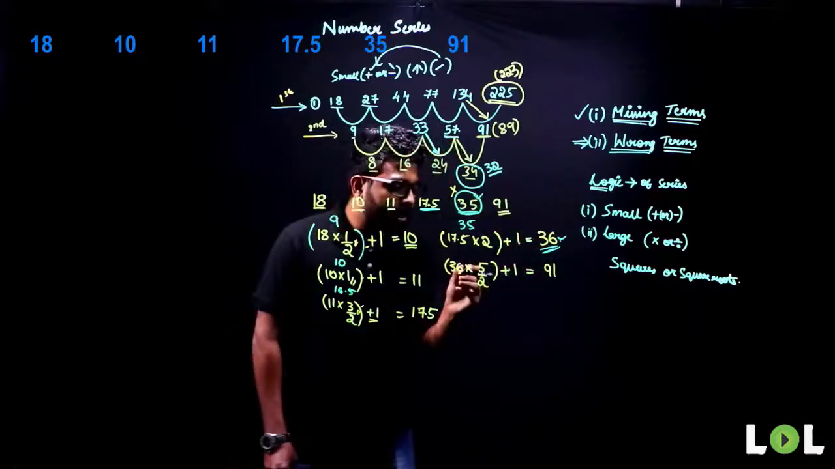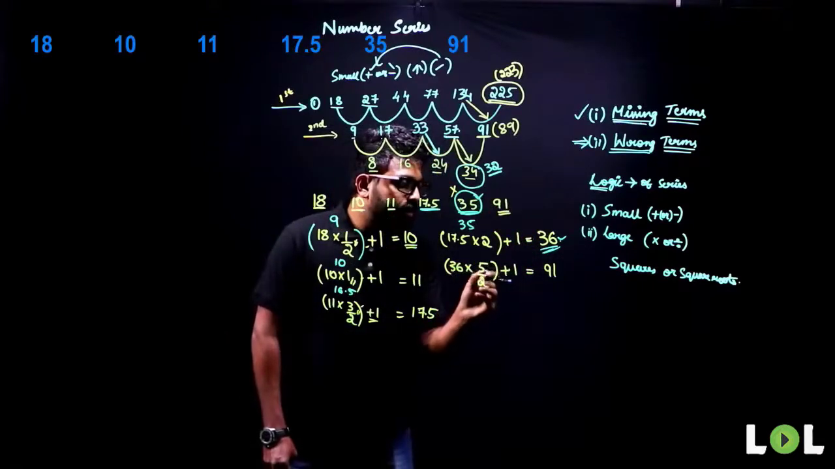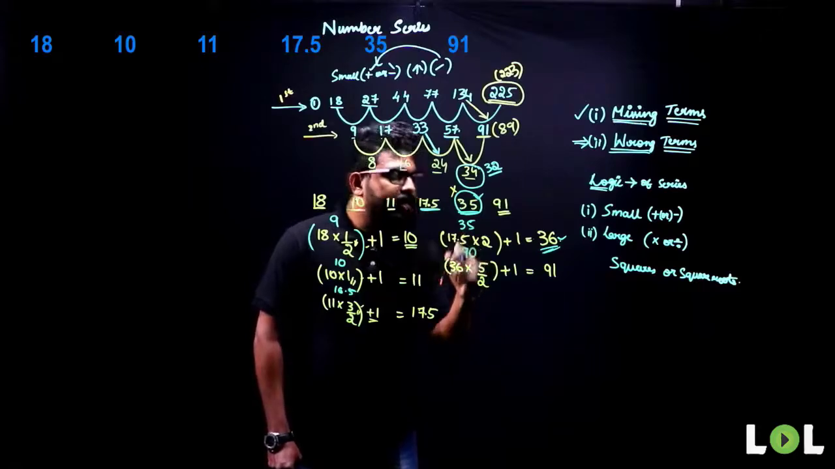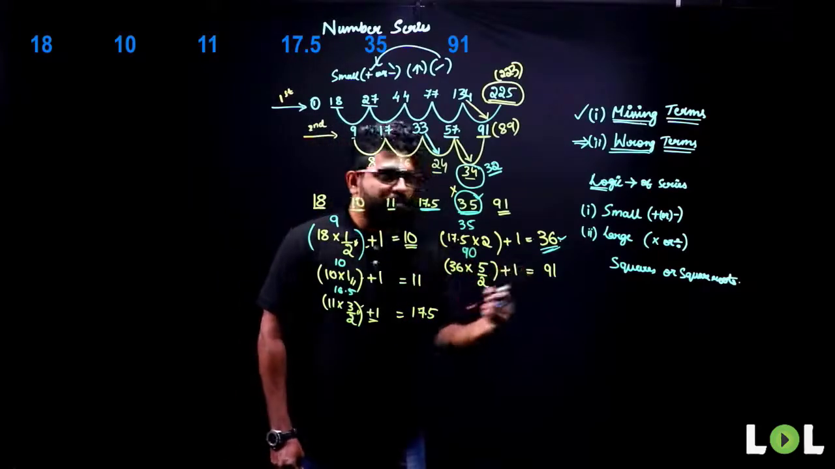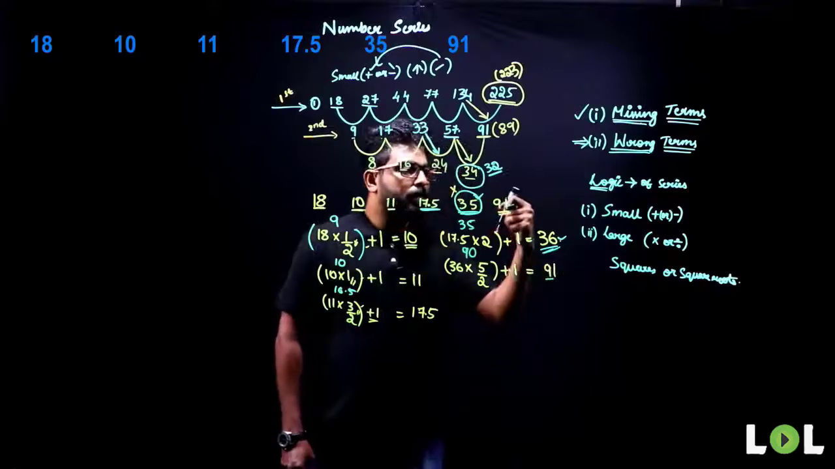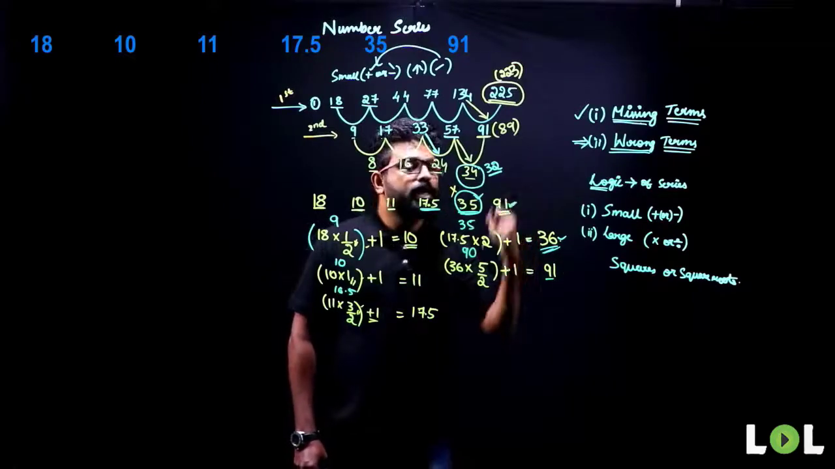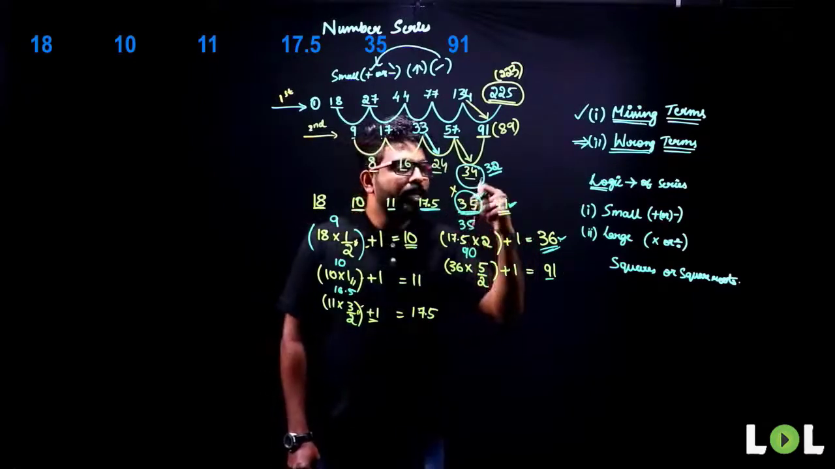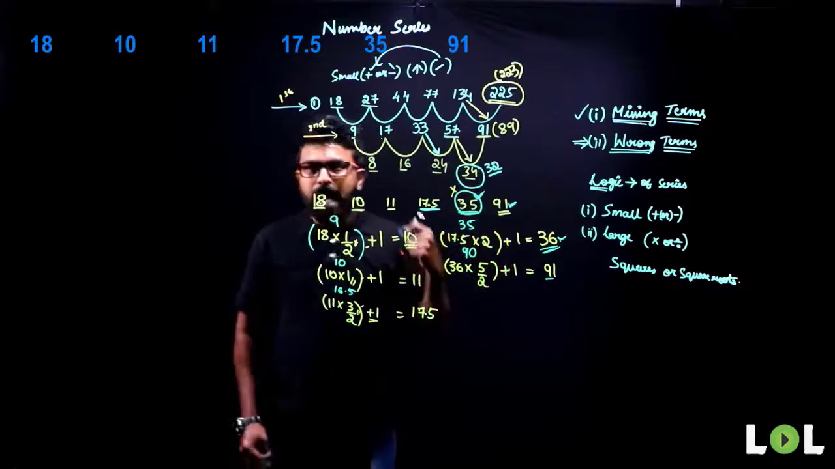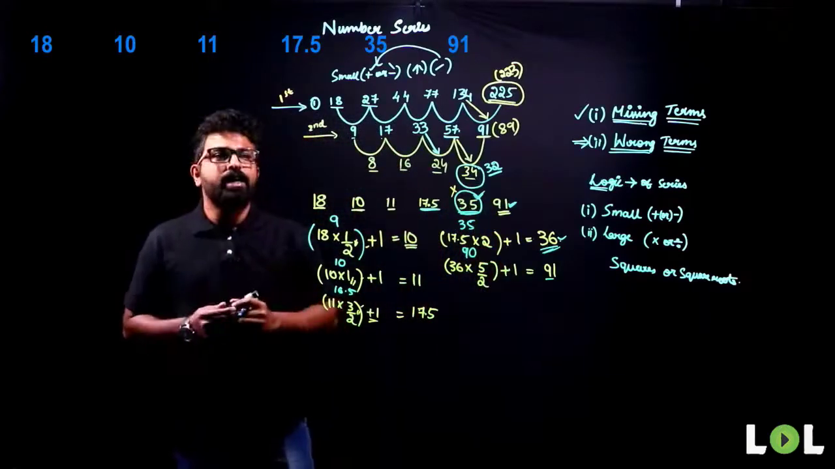Hence, it will be proved that 35 is wrong. So let me quickly multiply this. 36 divided by 2 gives me 18. 18 into 5 gives me 90. 90 plus 1 gives me 91. So I'm getting the proper 91 here, proper term here. Hence, which is the wrong term? 35 is my wrong term. Am I clear, people? Am I clear till here?